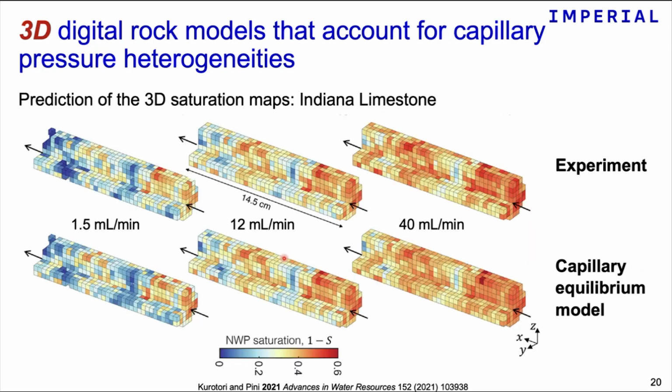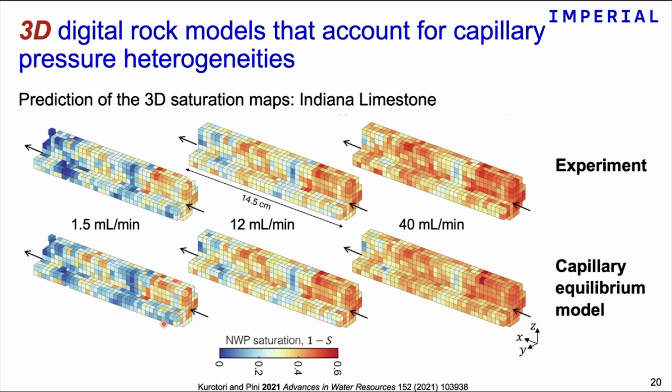And we have done this, and I'm just showing a result that we obtained. So here now on the top, you see 3 gas saturation maps at 3 different flow rates for this particular heterogeneous sample. And below, you see the results obtained by applying the capillary equilibrium model. And you can see that there is a very nice agreement between the experiments and the results predicted by the model. So the method works really well also in three dimensions.